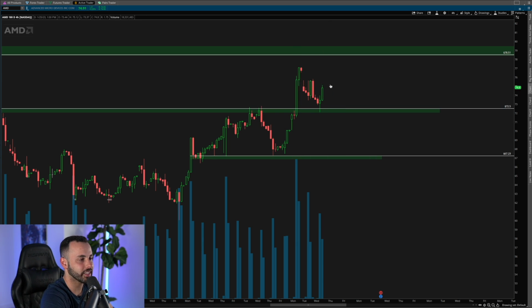Wait for the pullback. This is a 4-hour chart. Remember that. So you have that pullback over the next 2 days, and look at where we pulled back to. This is a break of a previous high, a retest of that previous high, and you can see that we held support right there at 72.50 today.